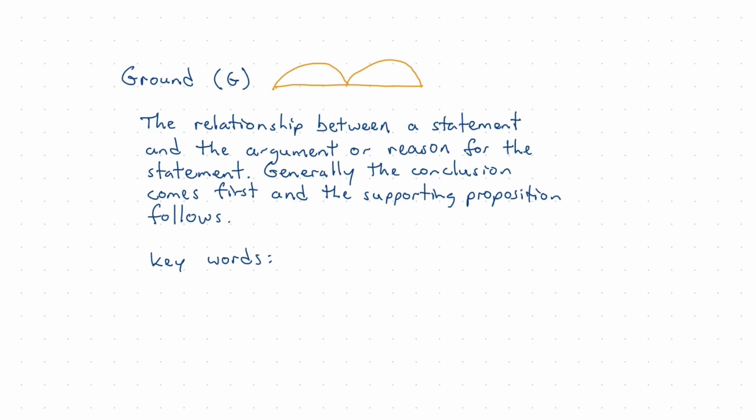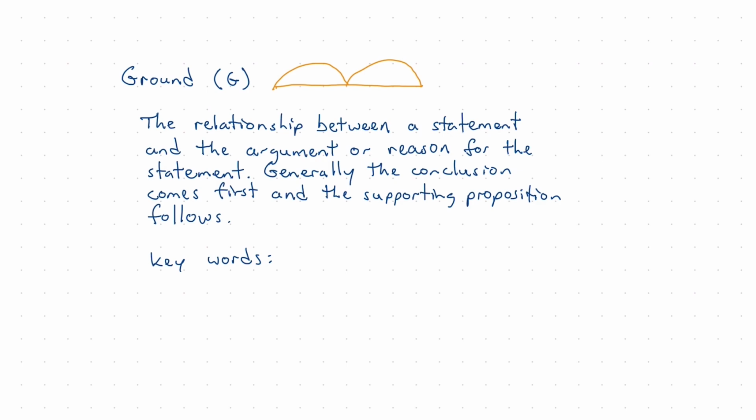And the definition here is the relationship between a statement and the argument or reason for that statement. So the relationship between a statement, a proposition, a verbal assertion, and then the argument or the reason for the statement, the ground on which the main proposition is set or supported. Generally speaking, the conclusion comes first, the main point comes first, and the supporting proposition follows in the relationship of ground. And that's very important to identify ground as a relationship.